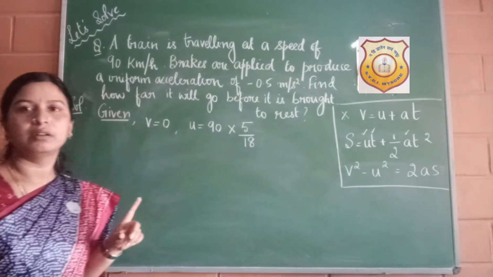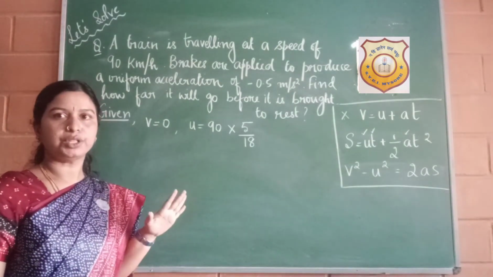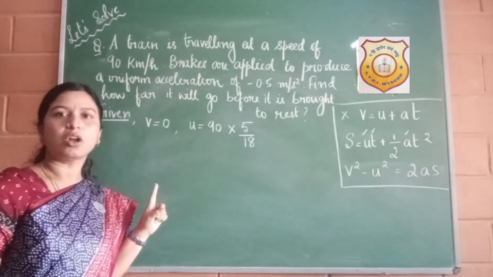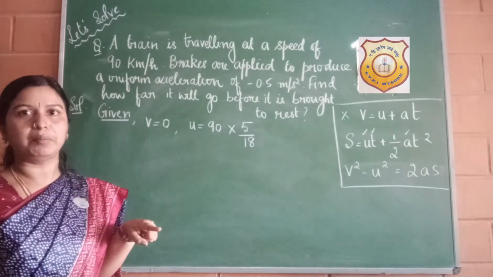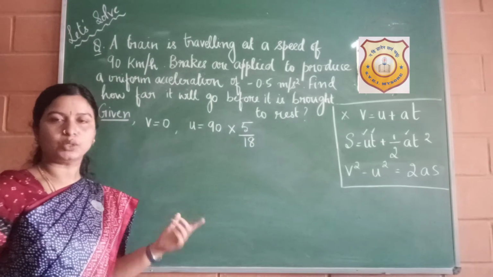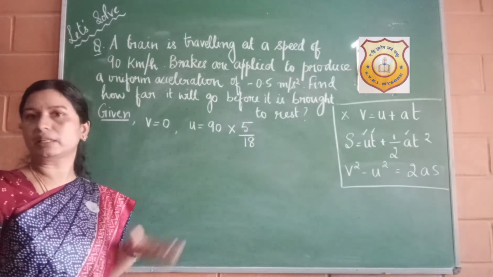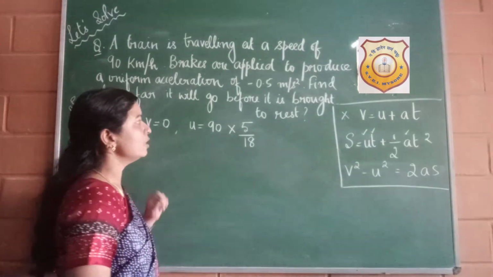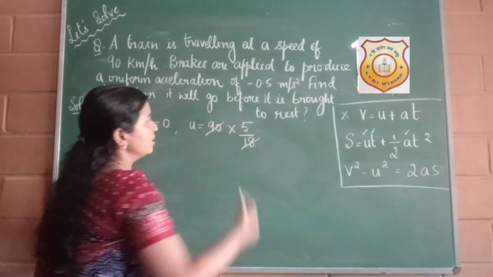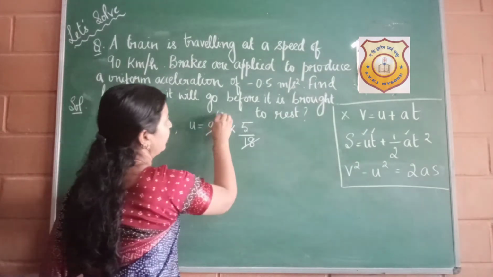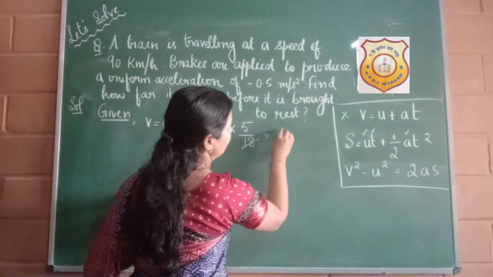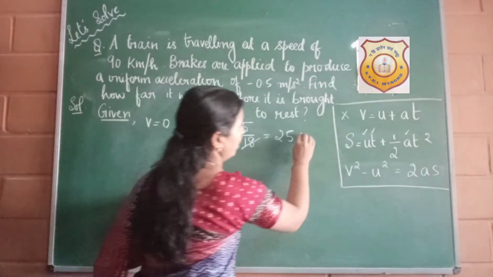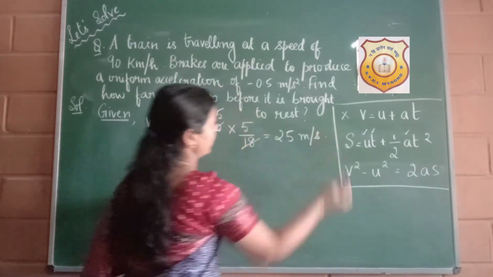Always remember, whenever you are finding a solution, all these quantities have to be in appropriate units. One cannot be in kilometer, the other in meter, one in second. Everything has to be in proper units. Otherwise you will not arrive at the correct answer. So 90 into 5 by 18. You can just cancel it. We know that 18 5s are 90. 5 into 5, 25. Since you are converting it into meter per second, it is 25 meter per second.